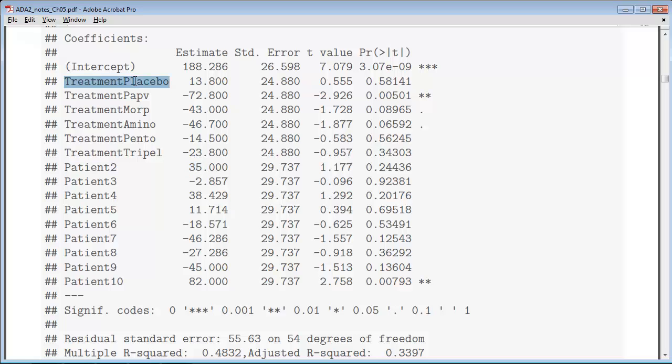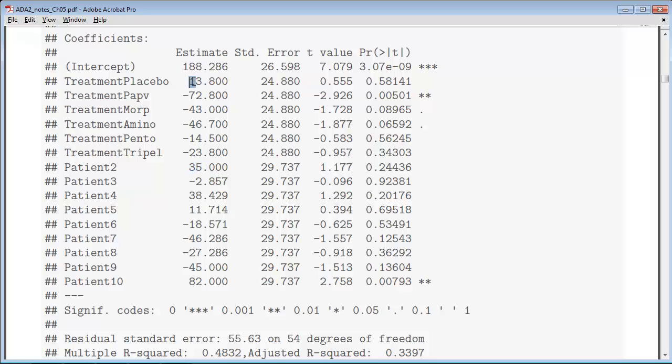Okay? Now what gets interesting is when you ask, how long did patient 2 itch when they were on the placebo? So you've got to add both to the baseline, right? So you start at patient 1 on the no drug, you move to the placebo in terms of treatment, and then you move to patient 2 for the patients. So you have 188 plus 13 plus 35. Do it in your own head. And that's how long the patient 2 is predicted to itch on the placebo. Add those 3 numbers together.